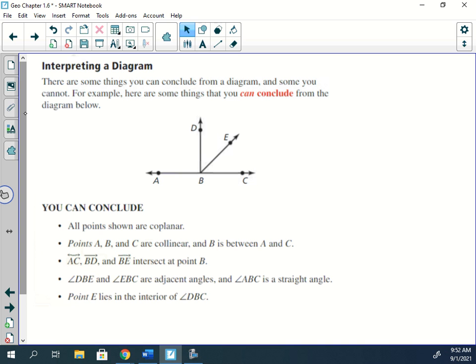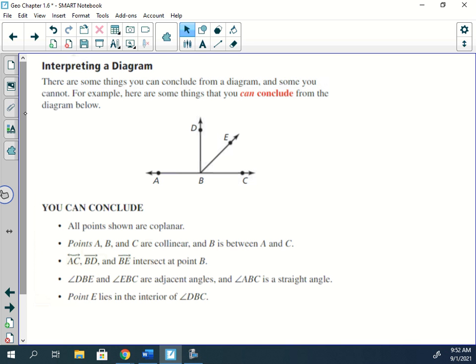Points A, B, and C are collinear. They're on a line. They're on the same line. And point B is between A and C. We can assume that. We can conclude that. We can also conclude that AC is a line, BD and BE are both rays, and they all intersect at point B. Because that is there, we can conclude that.